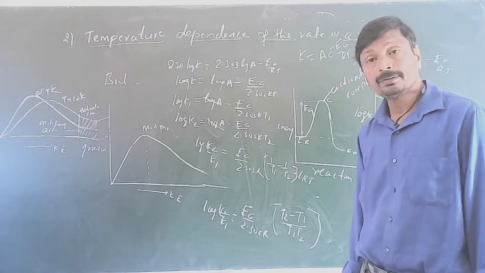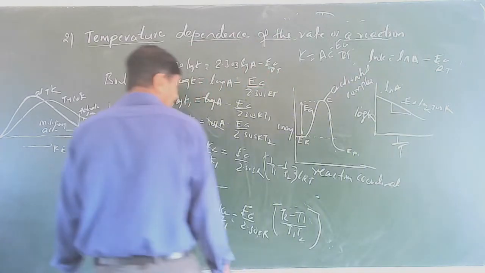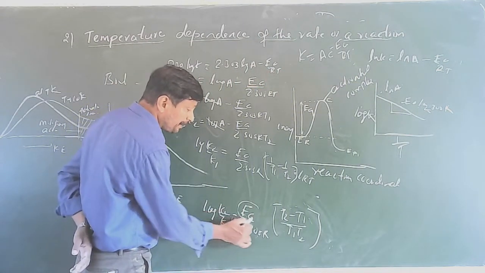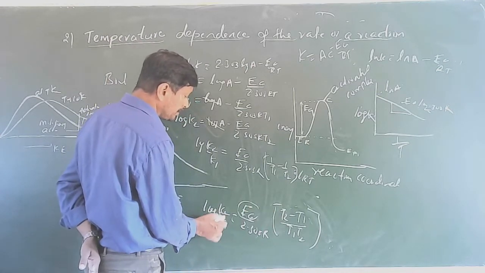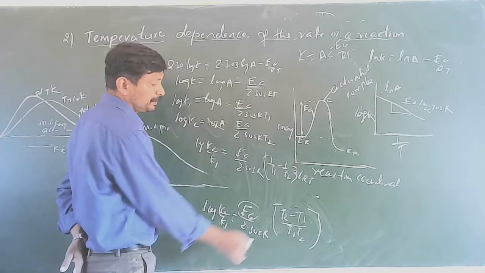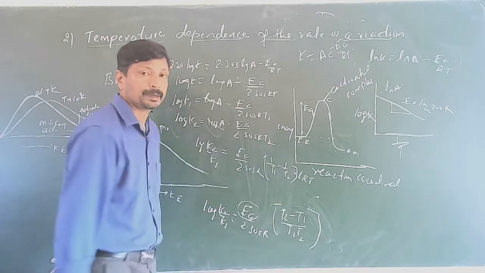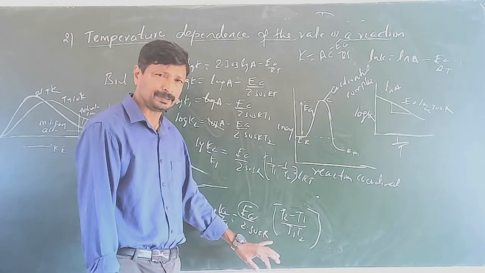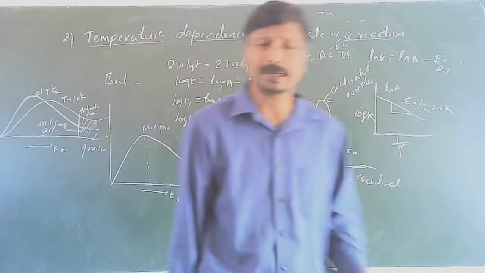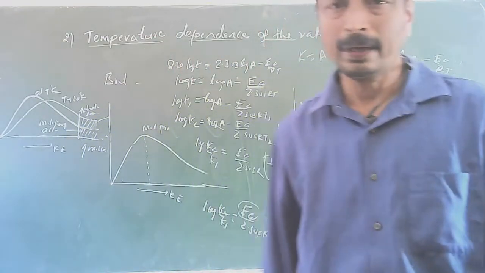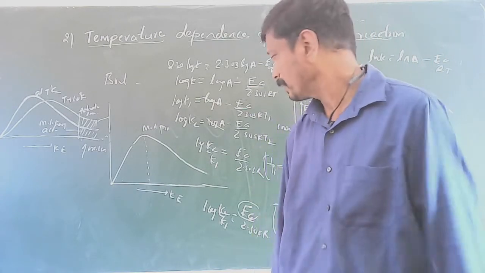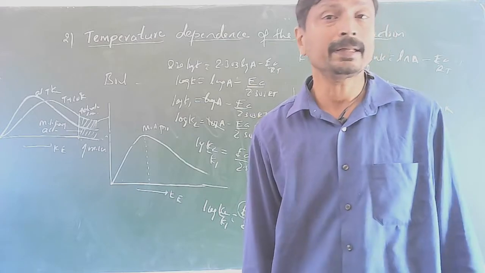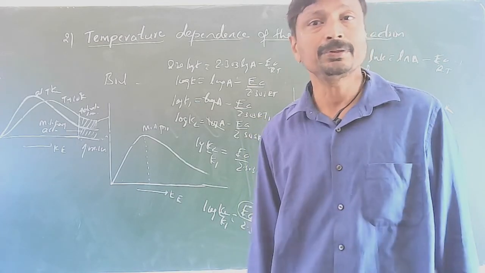What is the use of this one? Here you can calculate the activation energy. Suppose you know the rate constant at two different temperatures, K1 at T1 and K2 at T2. R is the gas constant. You only have to know the rate constant at two different temperatures, and you can calculate your activation energy. To determine the activation energy, this third equation is used.